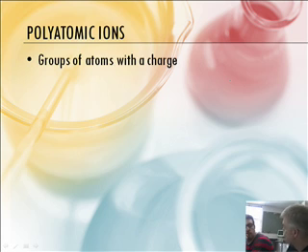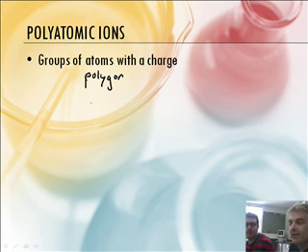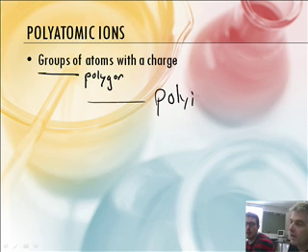But there's also polyions. Poly means many. Polygon has many sides, many angles. Polynesia is a group of a whole bunch of islands in the Pacific. Polygamy, when you have more than one spouse. Poly means more than one. So a group of atoms with a charge is a polyatomic ion. Sometimes we just call them a polyion.